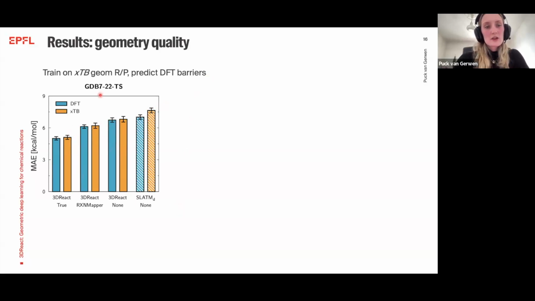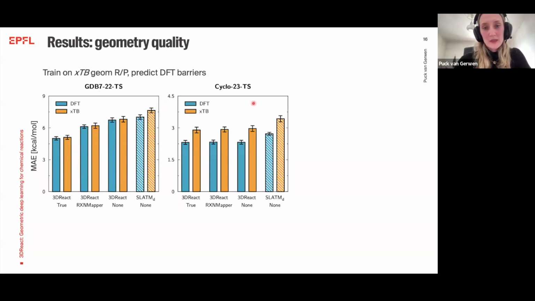But these GDB molecules, I mentioned, are quite small. And basically the difference between the methods will become more pronounced with larger molecules. So that is indeed what we see. When we move to larger molecules, you do start to see a gap. It's harder to predict the DFT barriers with XTB geometries. But nevertheless, the performance loss is not drastic, and it would definitely be worth it for the computational time that you would save using these cheaper geometries.